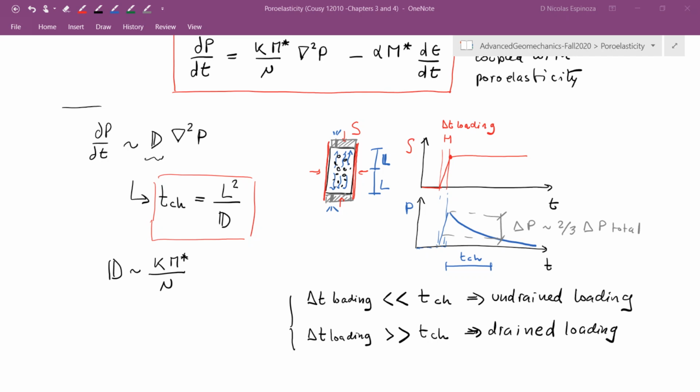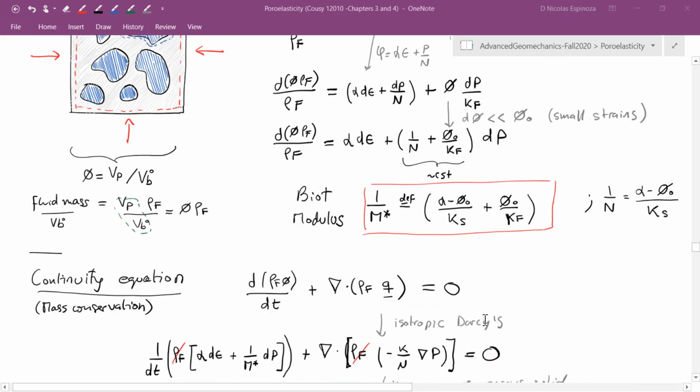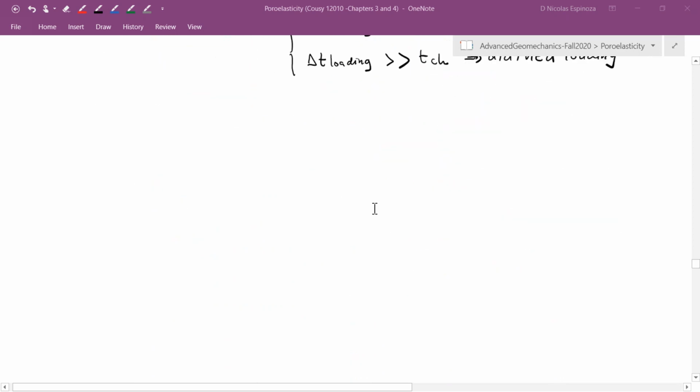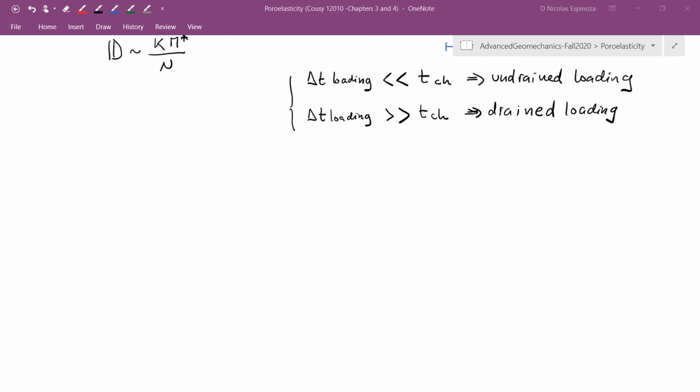Let's talk about some examples of undrained loading. And now we have a few more tools to recognize undrained loading. Undrained loading is a loading that happens too fast so that pore pressure cannot diffuse in that time. And also, a very strict definition of undrained loading is what happens when the fluid cannot escape from the pore space at all when you do a loading. All right, so let's see some examples of undrained loading.